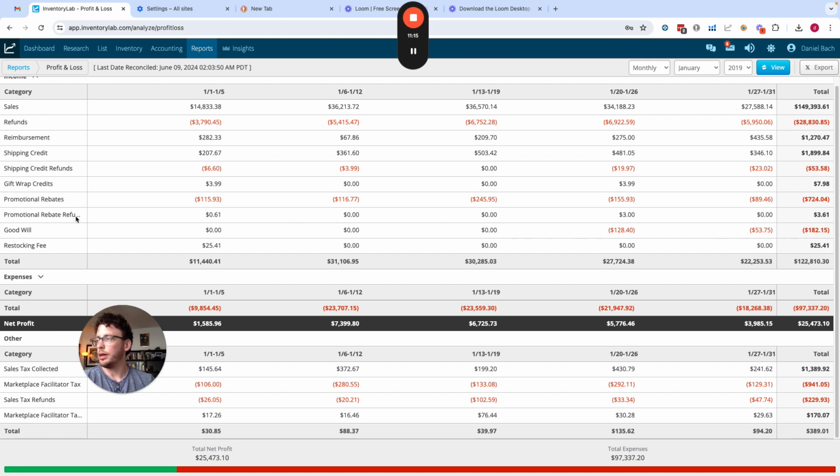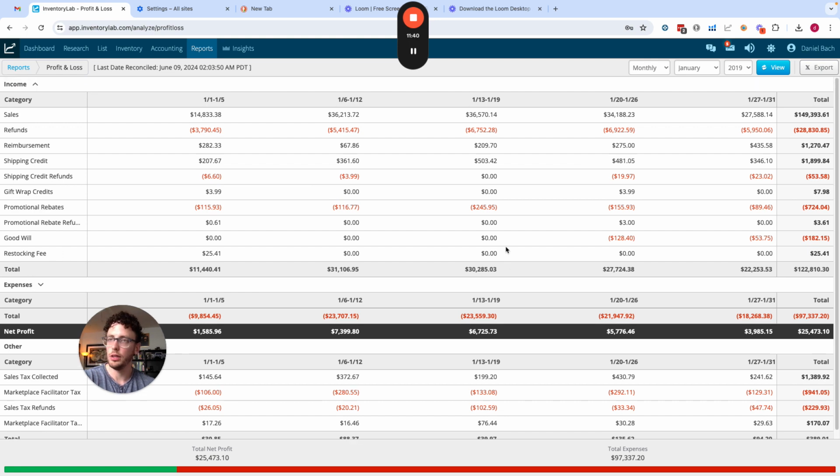Or promotional rebate refunds. We were given $3.61 income. And then goodwill, I think this might have been something somewhat unrelated, typically not listed on Amazon. We had an expense there of $182.15, and then there was a restocking fee from returns of $25.41 that we were credited with, it looks like. So hopefully that makes sense.